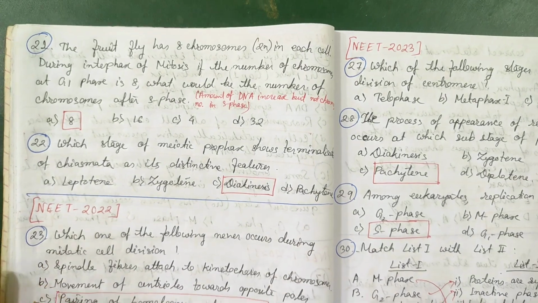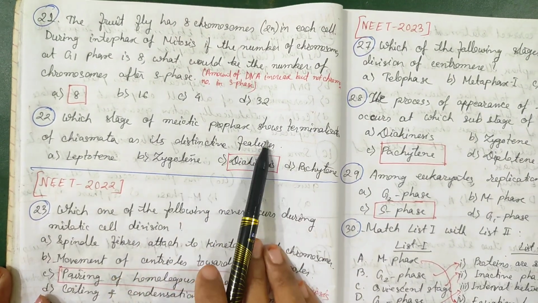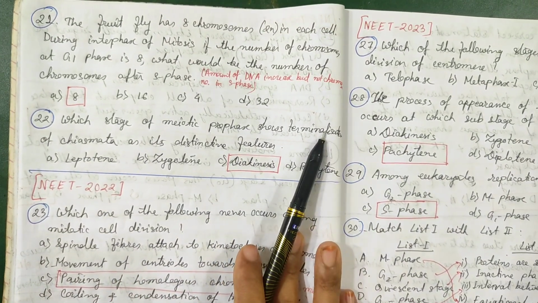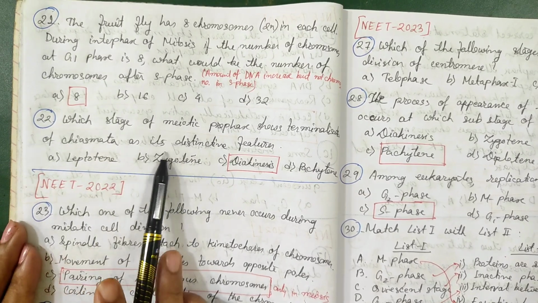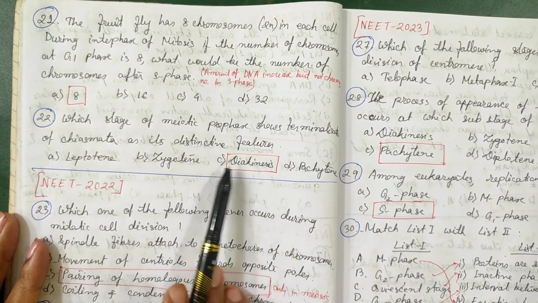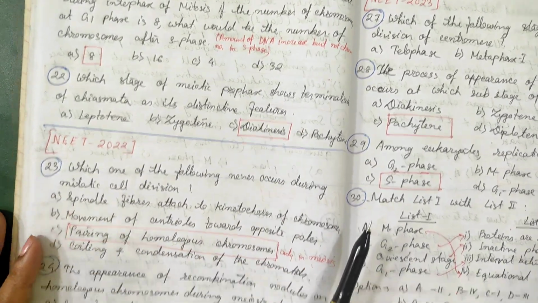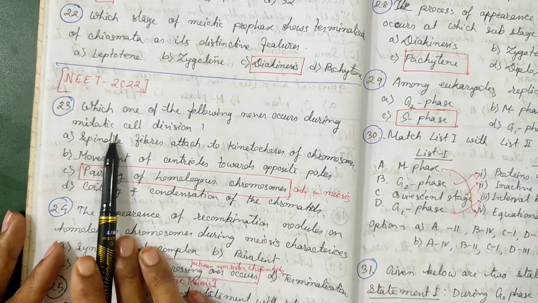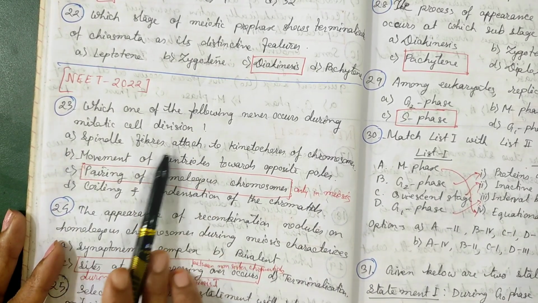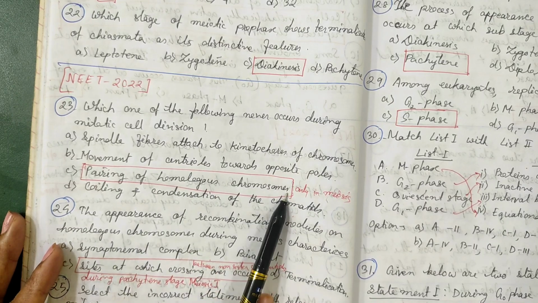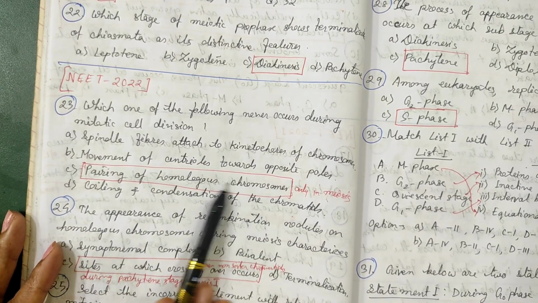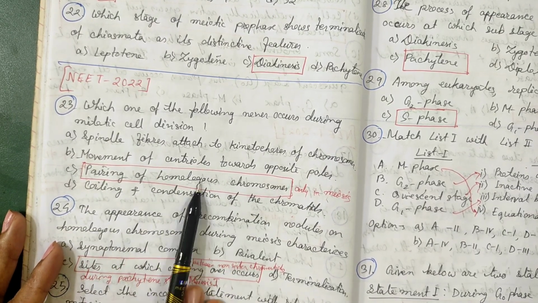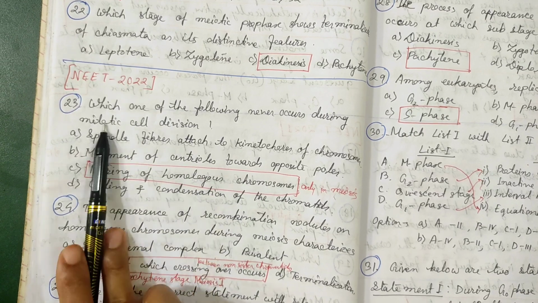Okay. Next question, which stage of meiotic prophase shows terminalization of chiasmata as its distinctive feature? It is actually the diakinesis stage. Okay. Next question, 2022: which one of the following never occurs during mitotic cell division? In mitotic cell division, there is no pairing of homologous chromosomes. It is actually present in meiosis. There are no homologous chromosomes or crossing over in mitotic cell division.